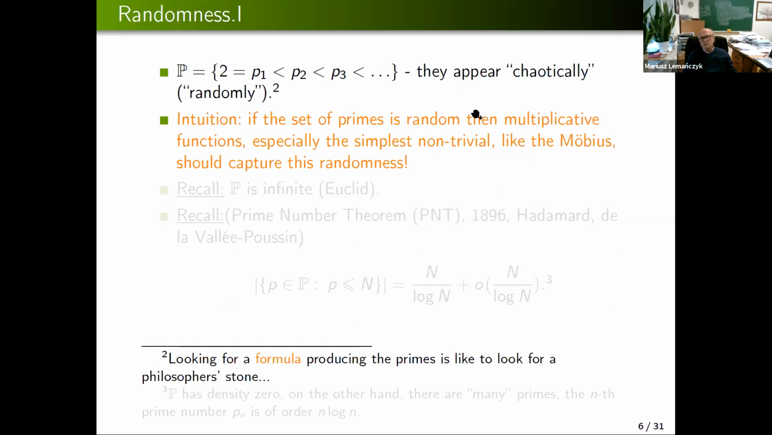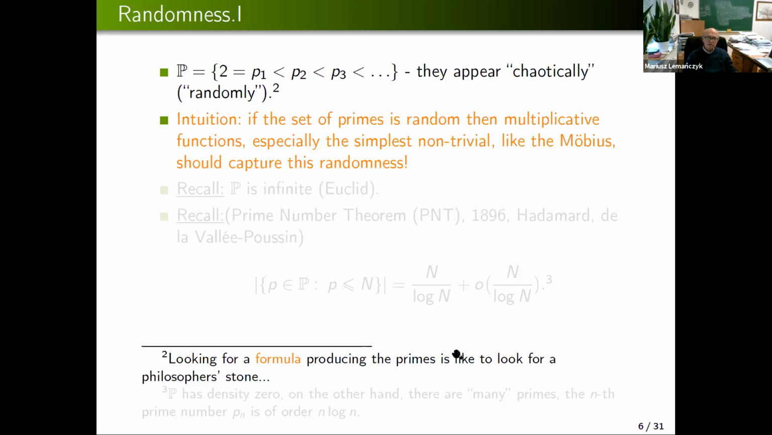Okay, so let's go back to prime numbers. If you look at the sequence of prime numbers, p1, p2, p3, etc., let's say in increasing order, you start writing them. Then you realize that there is no way to see the rule by which they appear in the sequence of natural numbers. So you have an impression that this is a kind of randomness, a kind of chaos.